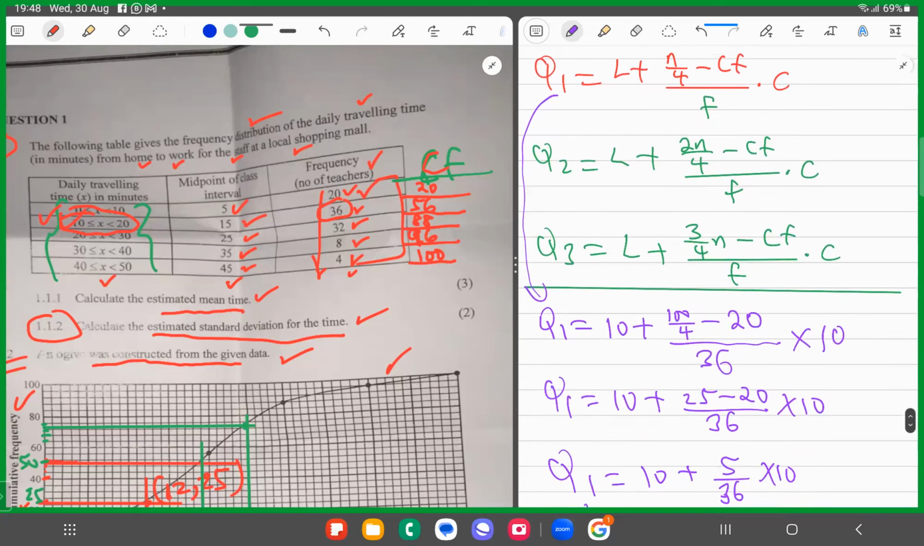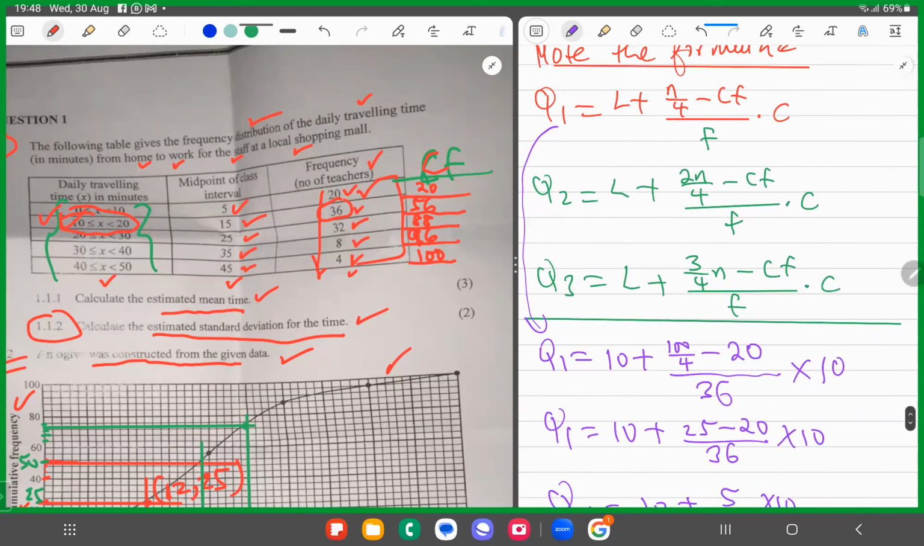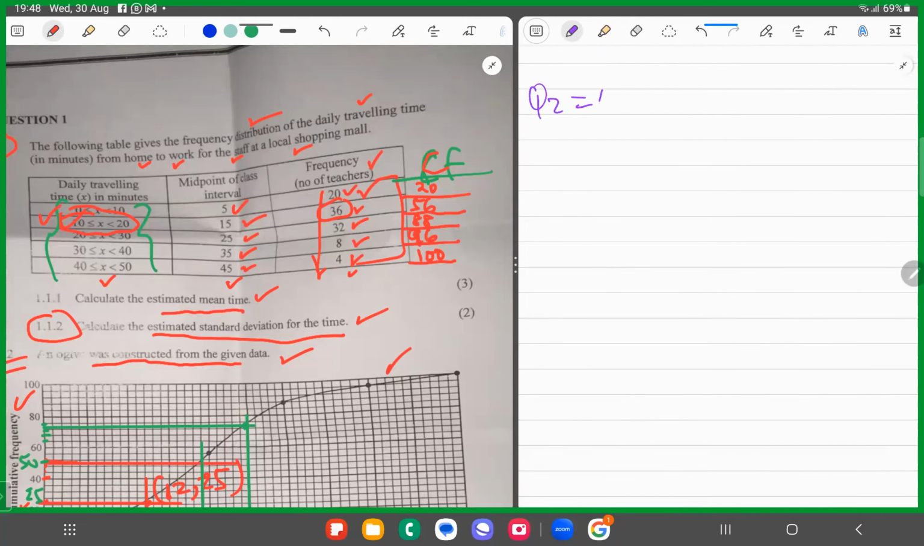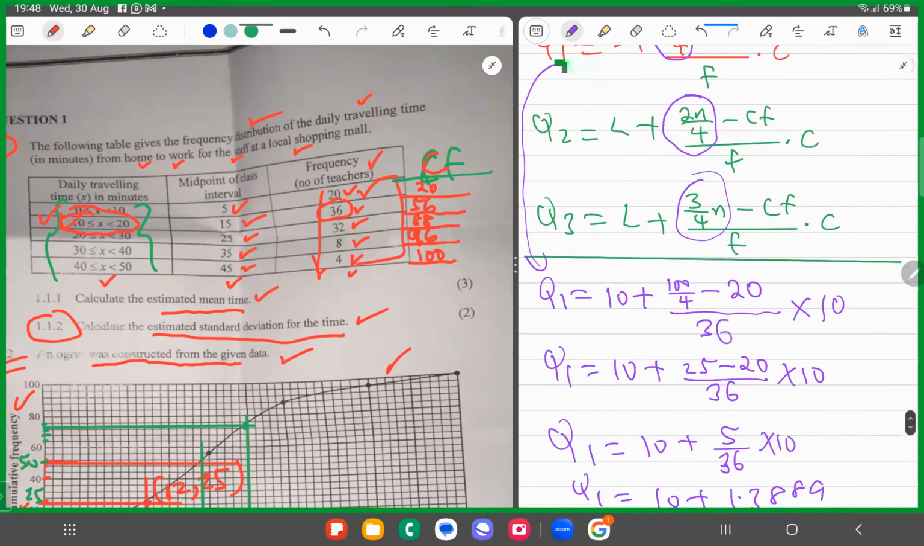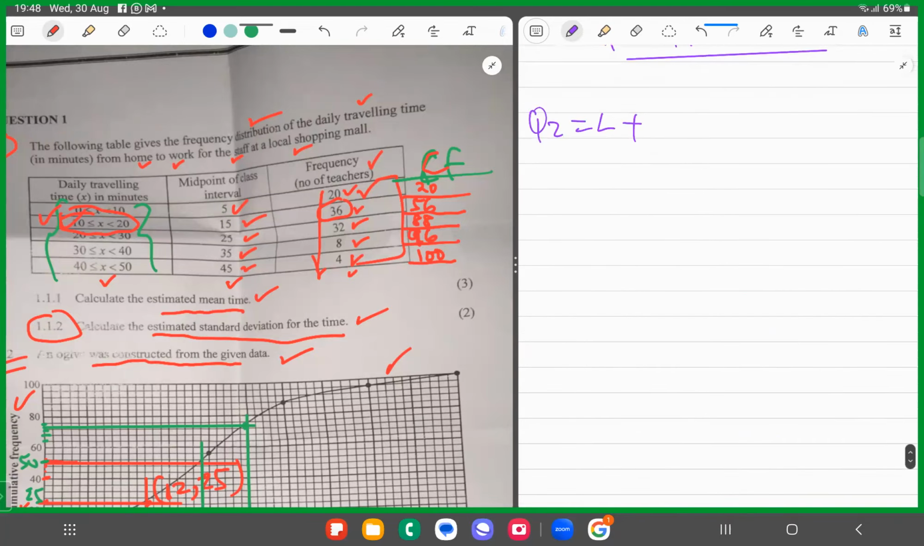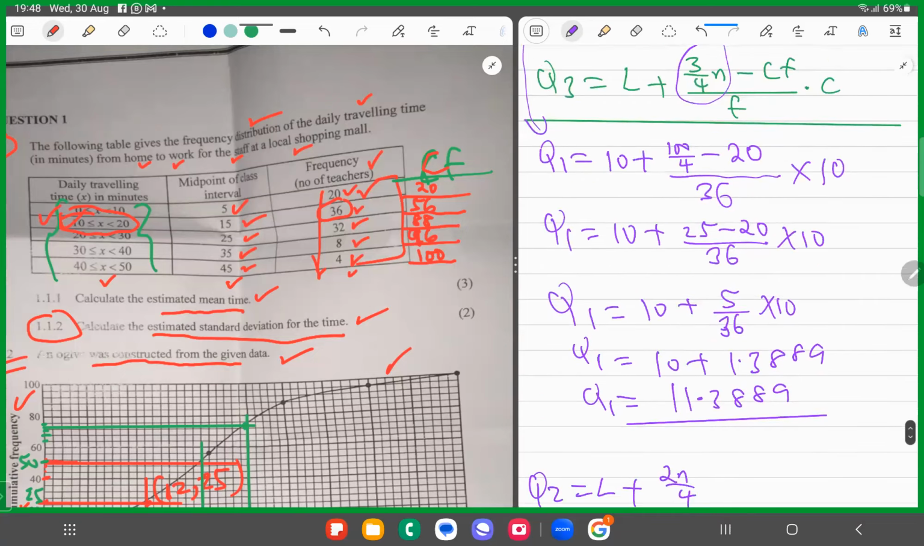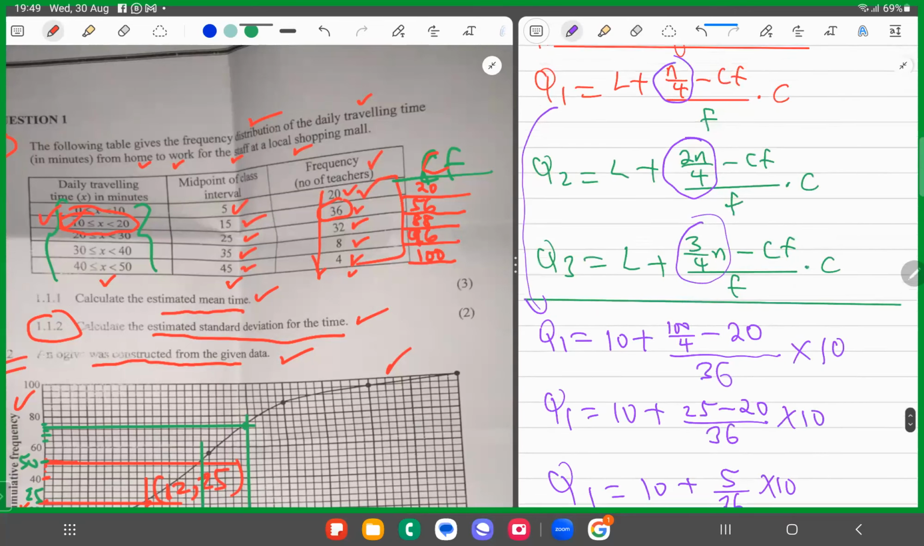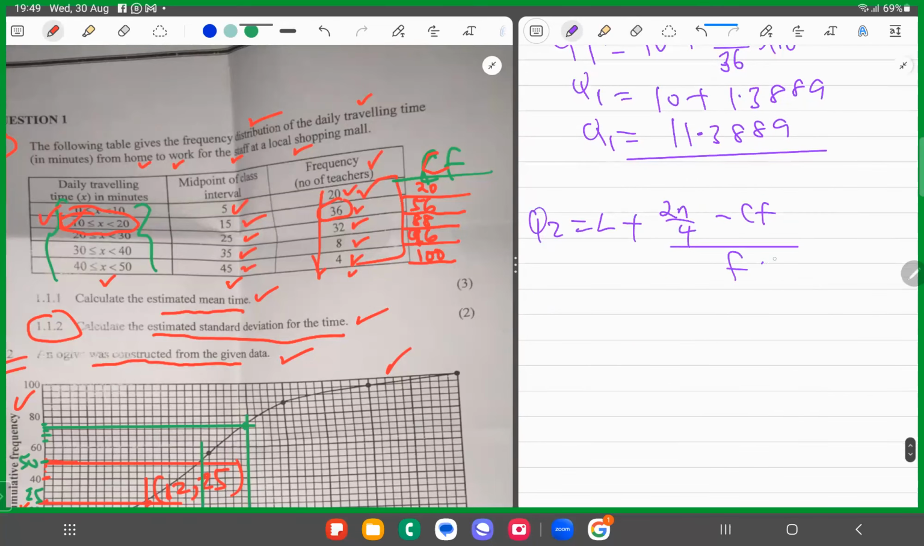Okay, so now let's look at the formula for Q2. The formulas just differ by Q1 would have n over 4, Q2 has 2n over 4, and Q3 has 3n over 4. So Q2 would have this: L plus 2n over 4 minus CF, and then it is divided by the frequency, times the lower class boundary point.